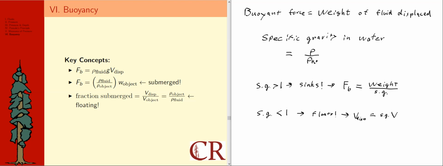So when an object is in a fluid, it displaces some amount of that fluid. And it turns out that a simple concept for understanding how much buoyant force there's going to be is that it is equal to the weight of the fluid displaced.